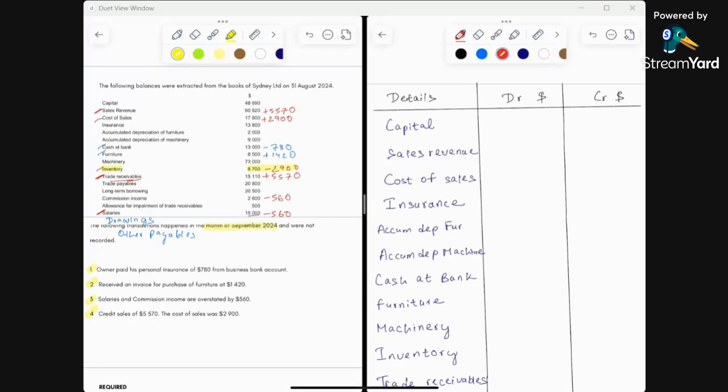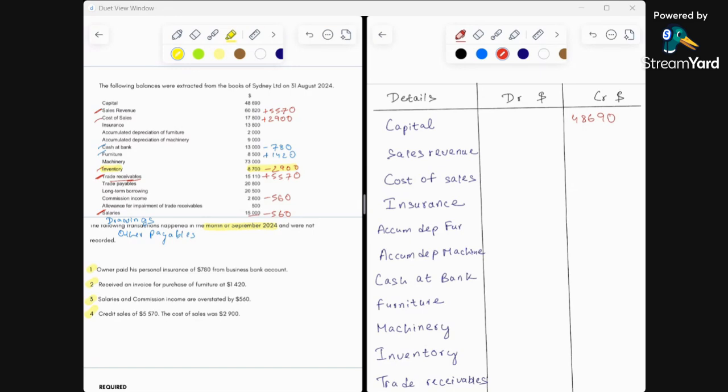To begin with, we have got capital. Capital, always remember, by default is a credit account. Assets by default are always debited, which means when they increase, we debit them. Liabilities by default are always credited, which means when they increase, we credit them. And capital by default is always credited, which means when it increases, we credit it. So to begin with, we have got $48,690, which we will show on the credit column. There's obviously no adjustment in this case.